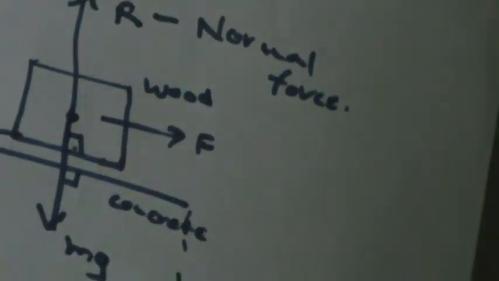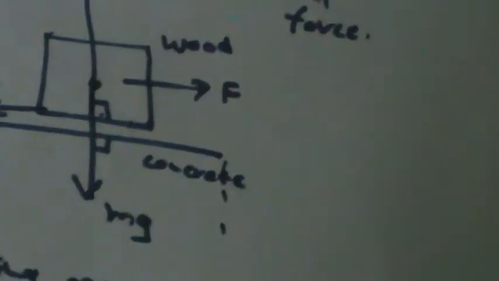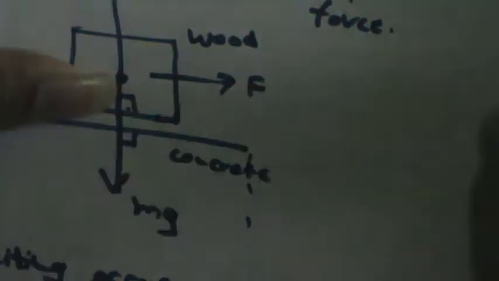The value of k between wood and concrete will not be equal to the value of k between wood and wood, or between wood and steel, or for any two surfaces. So the value of k is unique to these two surfaces. We also call this mu, which is called the coefficient of friction.